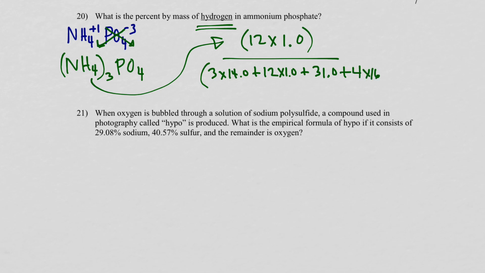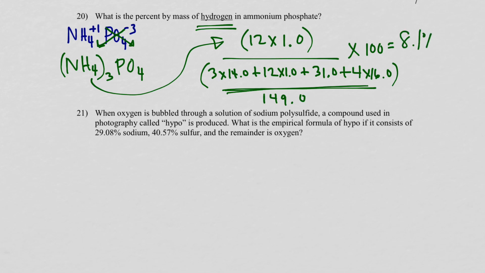And you can honestly do this whole business right here in your calculator, I'm simply writing it out to make sure you're clear on where that number is coming from. And when you do, that's going to come out to 149.0. And again, this falls in the same category. If your teacher has asked you to go more than the tens place, then you should do so. And we're calculating a percent, so the whole thing will be times 100. And when you complete this calculation, it comes out to 8.1% hydrogen.